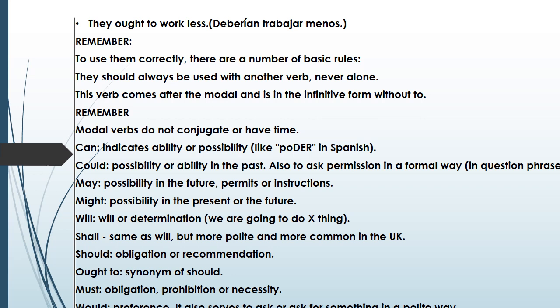And remember, can indicates ability, possibility, yeah? And could, for possibility and ability in the past, or to ask permission in a formal way. May, possibility in the future, permission or requests. Might, for possibility in the present or the future. And will, for wish or determination, what we are going to do, think, yeah. And shall, same as will, but more polite and more common in the past, yeah. And should, for obligation and recommendation. And ought to, synonym of should, yeah. And must, for obligation, prohibition, or necessity, okay. And would preference, it also serves to ask for something in a polite way, okay.